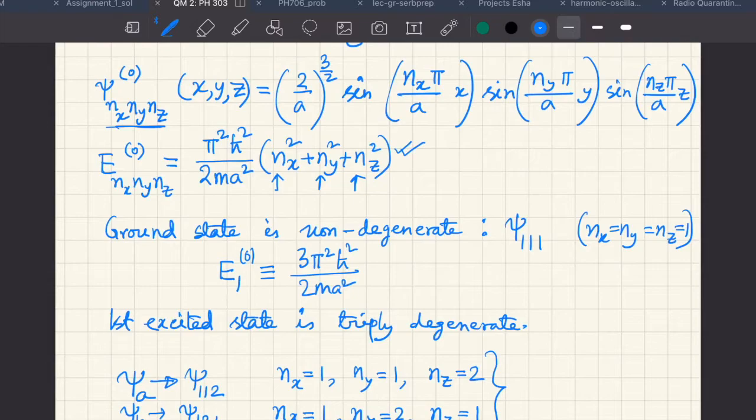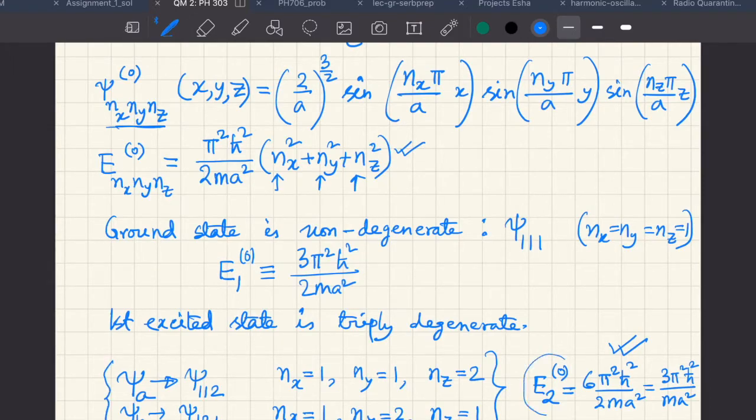So for all these different states, we will have the single value of energy, unperturbed energy, E20 is 6 pi square h bar square by 2 m a square, or 3 pi square h bar square by m a square. That's where these three states are degenerate, meaning they have the same value of energy E20.